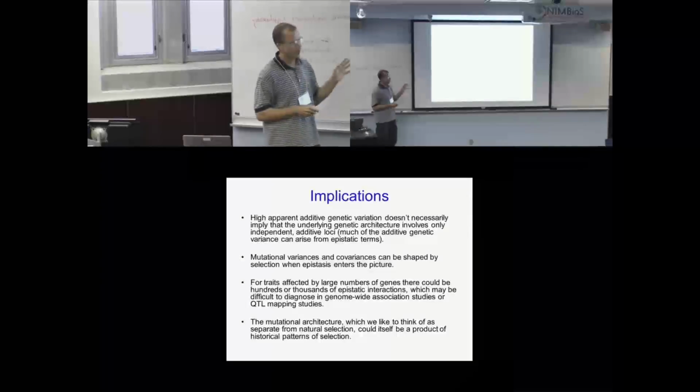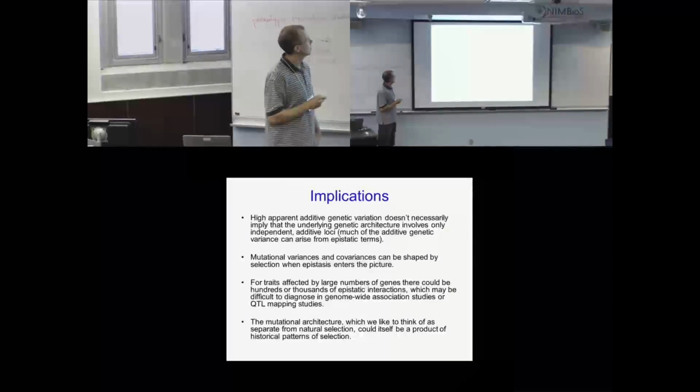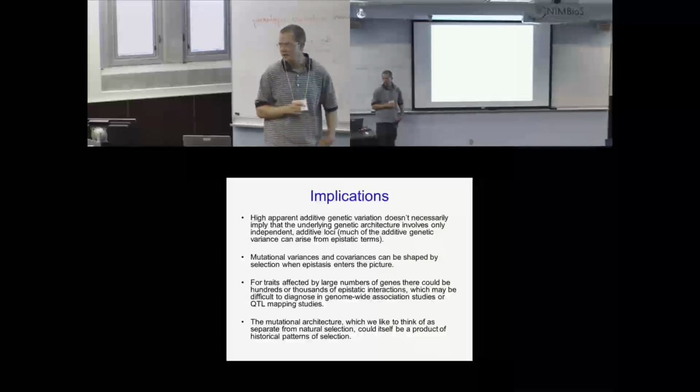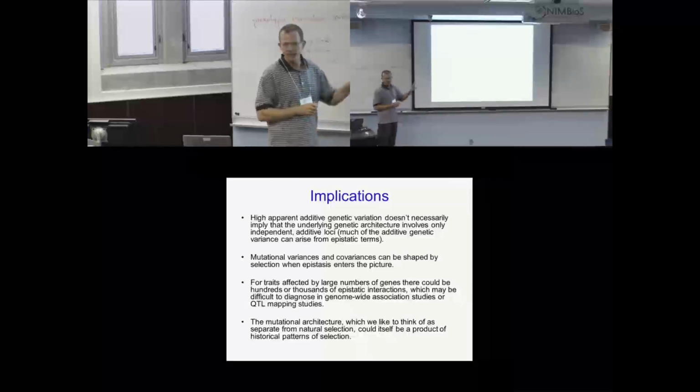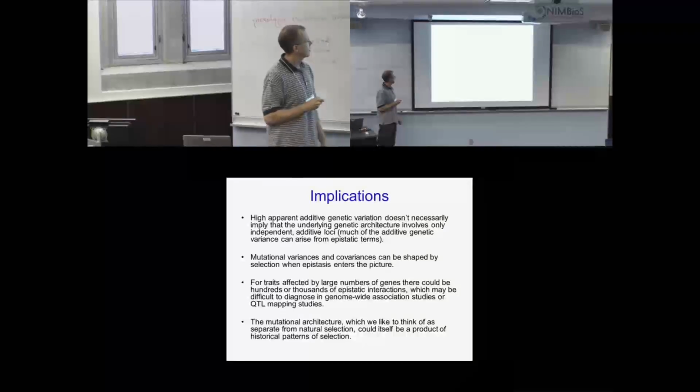All right, there are a few implications of epistasis when we start thinking about quantitative genetics. So one is that high apparent additive genetic variation or high actual additive genetic variance doesn't necessarily imply that the underlying genetic architecture involves only independent additive loci. There's a tendency for people to go, oh, there's a really high heritability, so this trait must be composed of many independent additive loci. But in fact, much of the additive genetic variance in these models is arising from those epistatic interactions, right? And it is additive genetic variance, but it's coming from those epistatic terms. So the interaction terms are causing additive genetic variance.